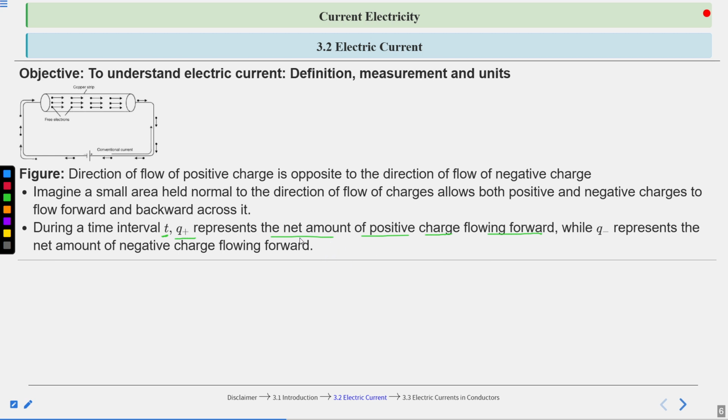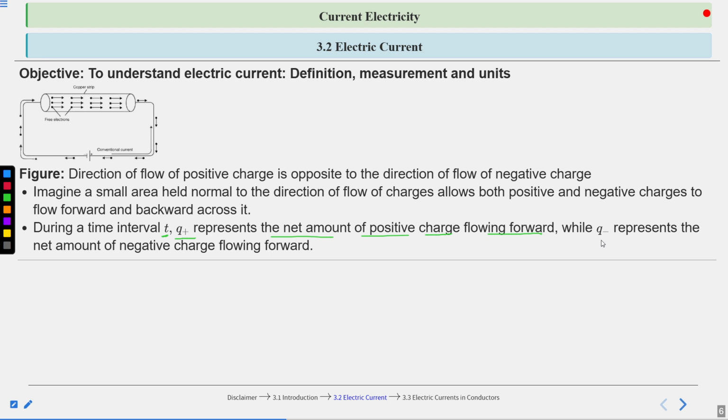Okay, what is net amount? Suppose 5 positive charges are moving in the forward direction and 2 positive charges are moving in the backward direction. So what is the net amount of positive charges flowing forward? 5 minus 2. The charges moving in the forward direction minus the charges moving in the backward direction. So this is the net amount of positive charges flowing forward.